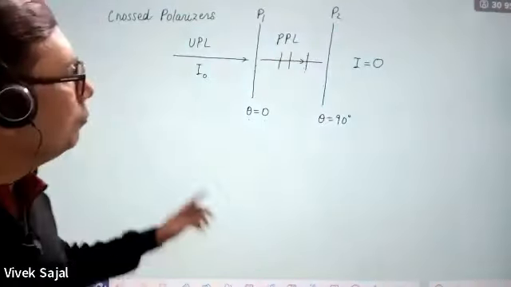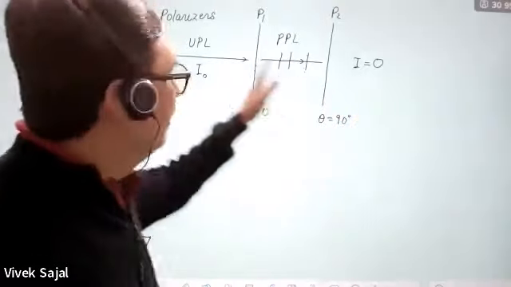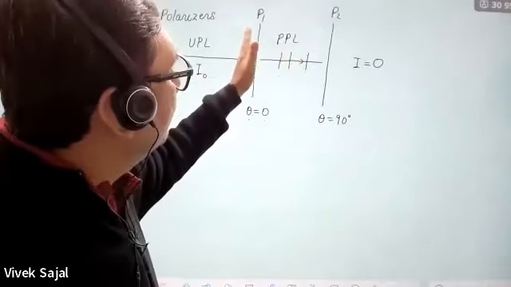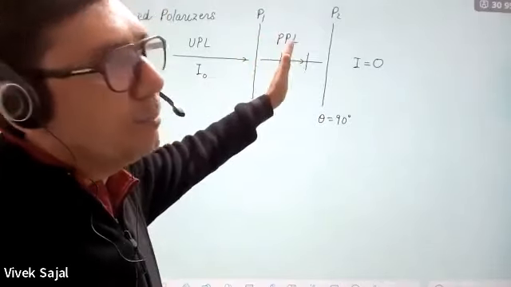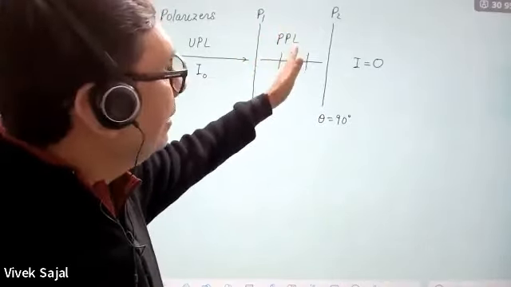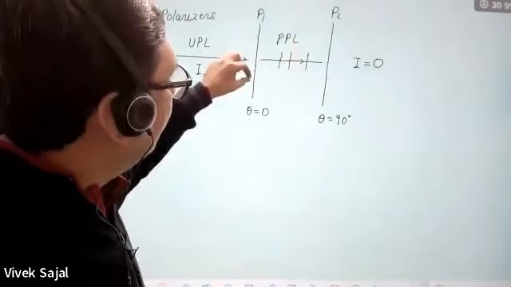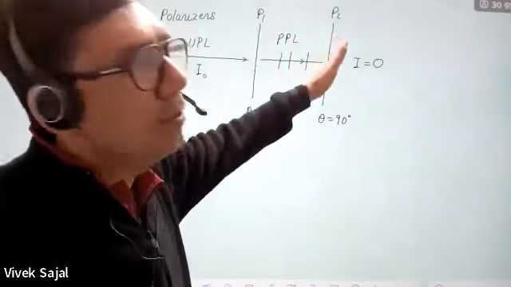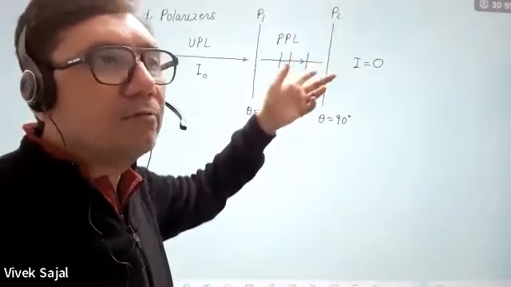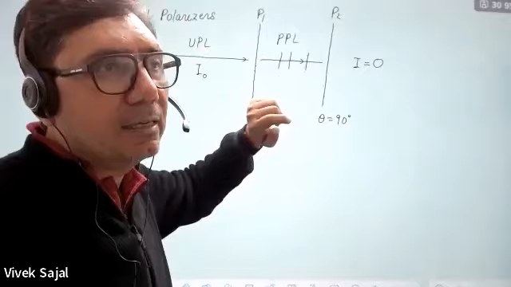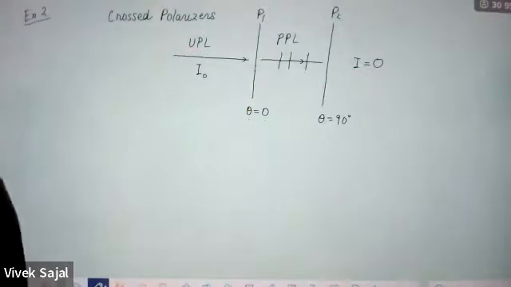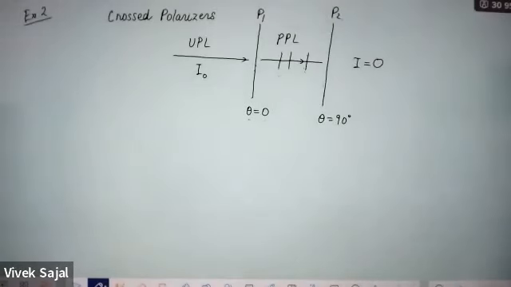Intensity I naught will be 0 here. So if two crossed polarizers are there, and unpolarized or even polarized light is passing through the first one, you will get plane polarized light. But the electric vector of this plane polarized light will be parallel to the pass axis of P1. When it falls on P2, these electric vectors will be perpendicular to the pass axis of P2, and intensity is going to be 0 here.